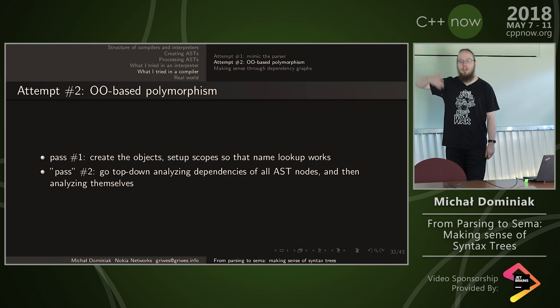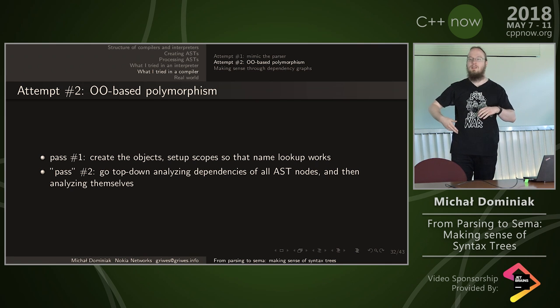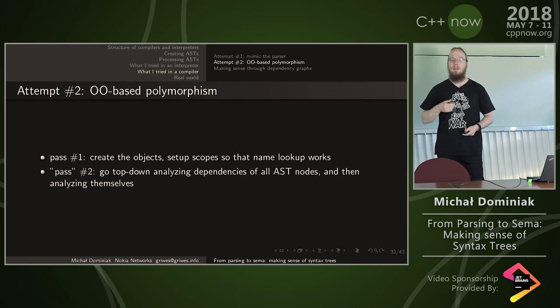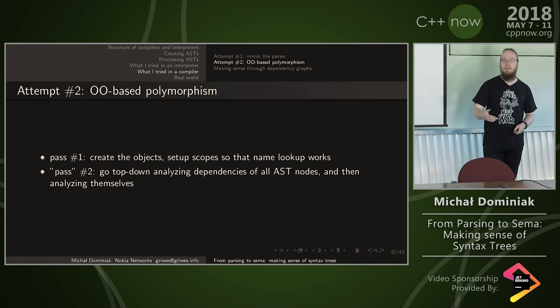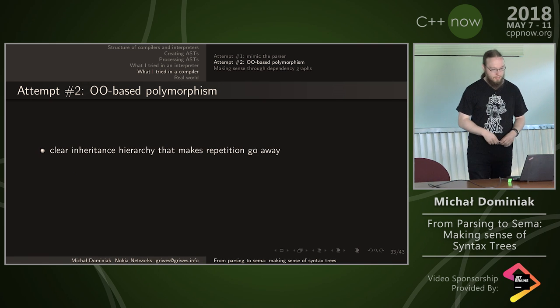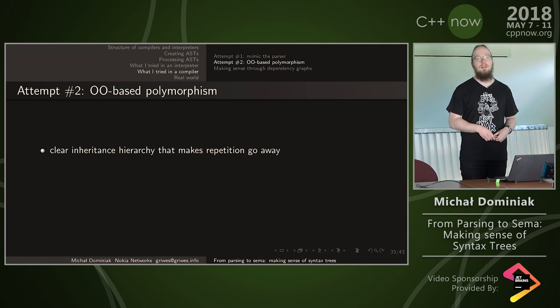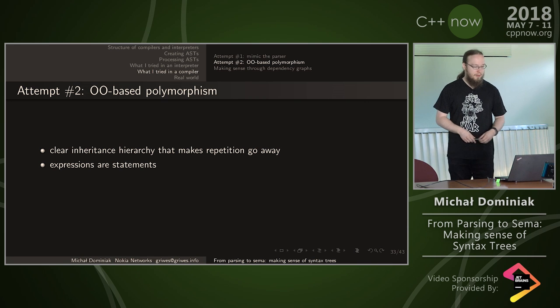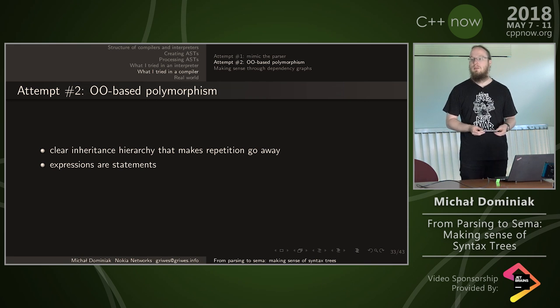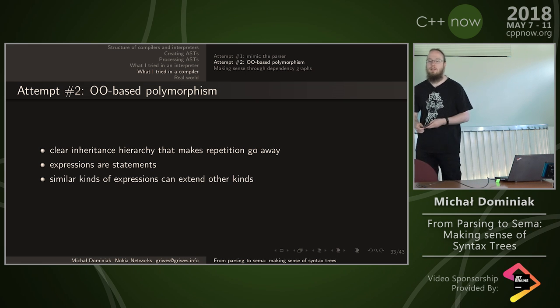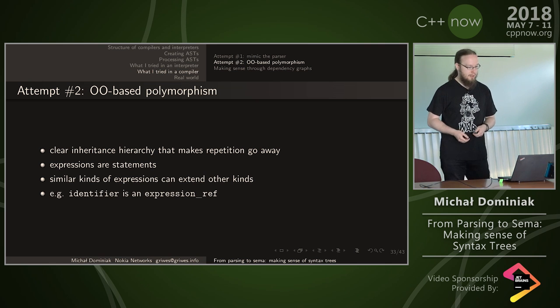And the second pass actually builds a DAG of dependencies between the different expression things and analyzes them from the top to bottom and goes back up again. And only in that phase I try to actually resolve names, resolve calls, and so on and so forth. So I had a very nice class hierarchy, which really made most of the repetition go away, except the ones that our beautiful language doesn't allow me to get rid of. Expressions are statements now. So I can just have an expression in a place where I expect a statement and that works, which is nice. And I can extend similar kinds of expressions between each other. So one canonical example of this is an identifier.